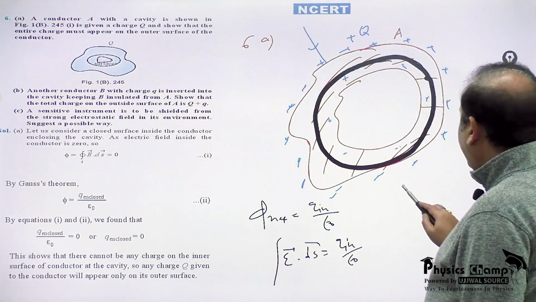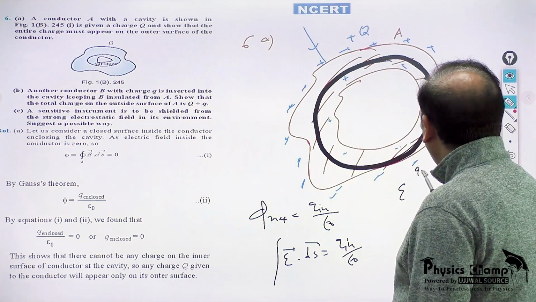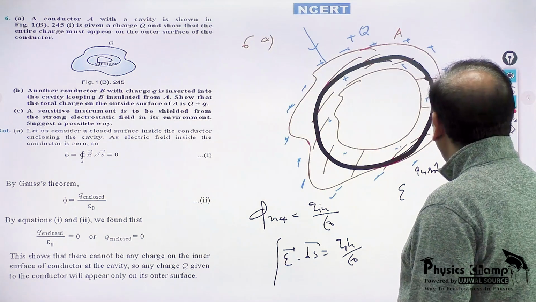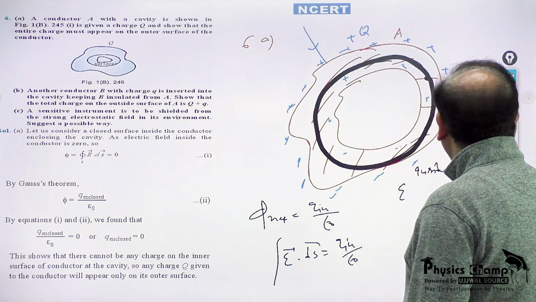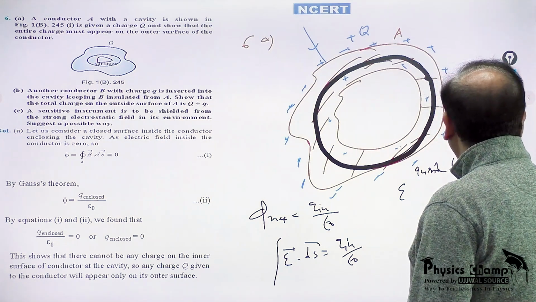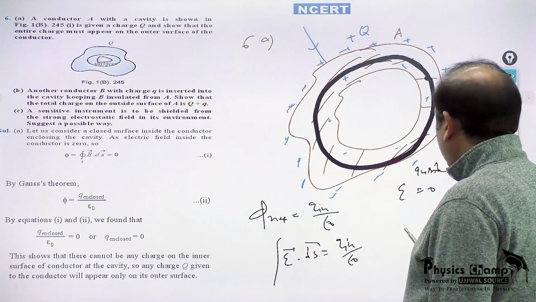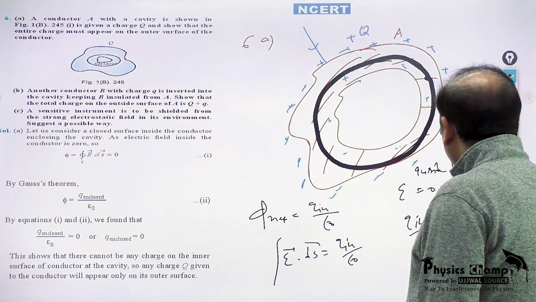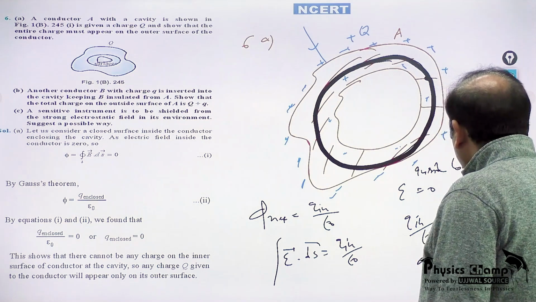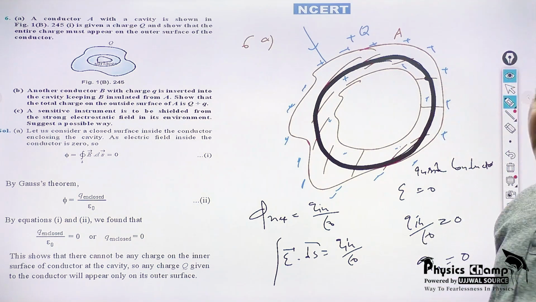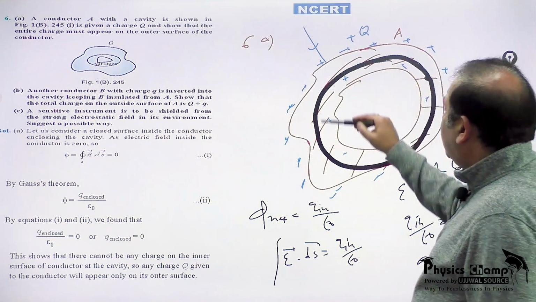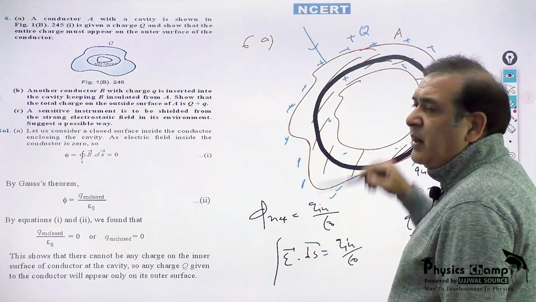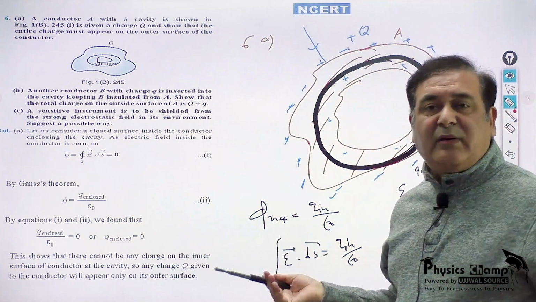But the electric field inside a conductor is 0. So Q inside by epsilon naught should be 0. It means Q inside should be 0. So if I assume a Gaussian surface just within the conductor, the charge inside is 0.